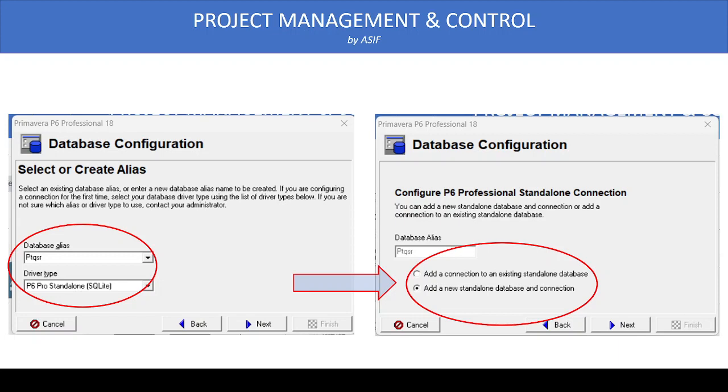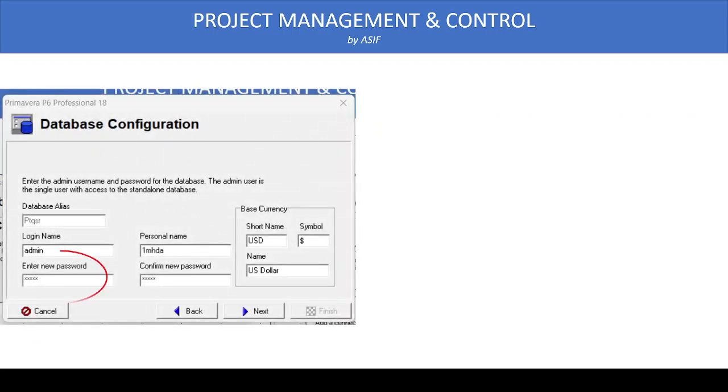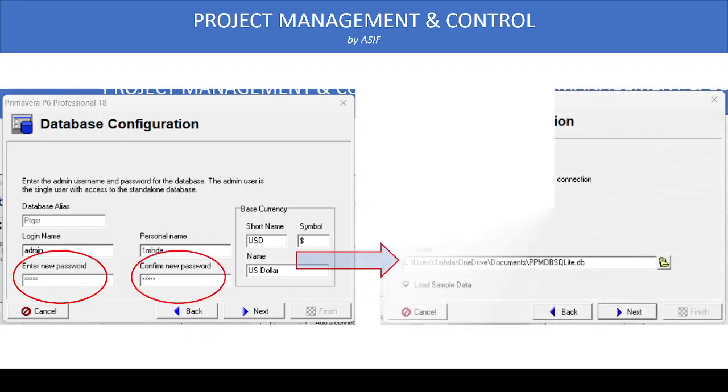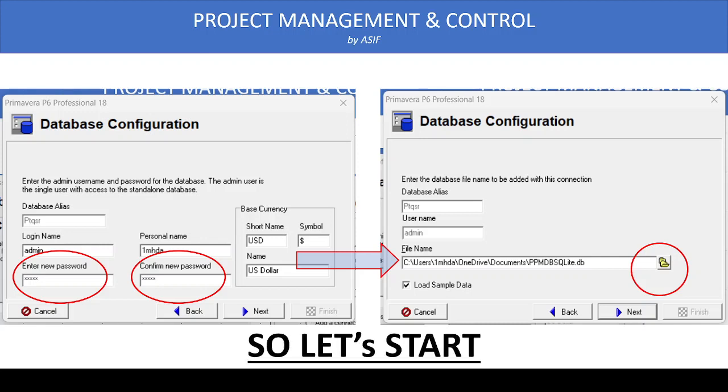Then once you go to the next button, it will have two options in the configuration, P6 professional standalone connection: either you can add a connection to an existing standalone database, or you can add a new standalone database. I prefer to select the second option and then press next. Once you press next, you have another database configuration where you can select your login name and enter the password. Once you enter the password, it will ask you where you want to save your file. I prefer to have a separate file for each project, where you will save this SQL database file.